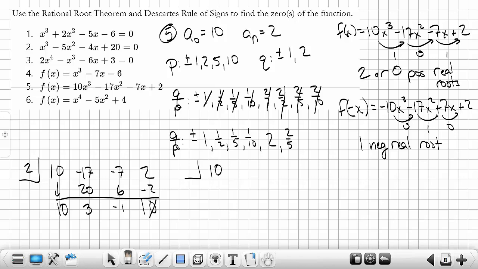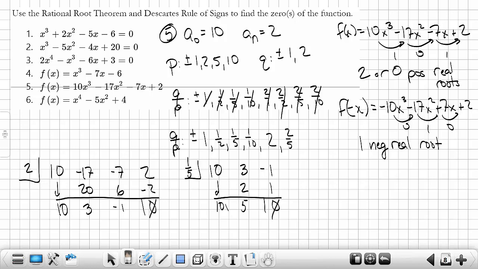So we're working with 10, 3, negative 1. What's our other positive going to be? Let's go with 1/2. Half of 10 is 5. Nope, that's not going to work. Too big. Let's go with 1/5. 1/5 of 10 is 2. 3 plus 2 is 5. 1/5 of 5 is 1. Great. So x equals 2 and x equals 1/5.